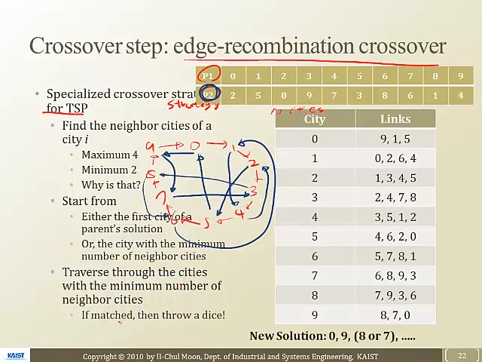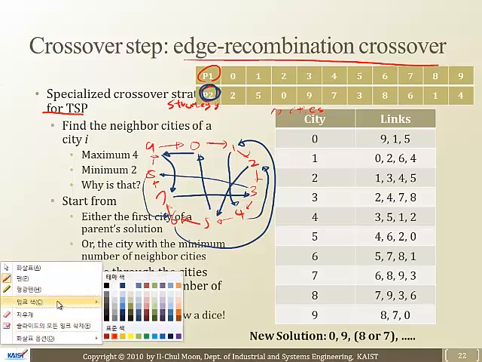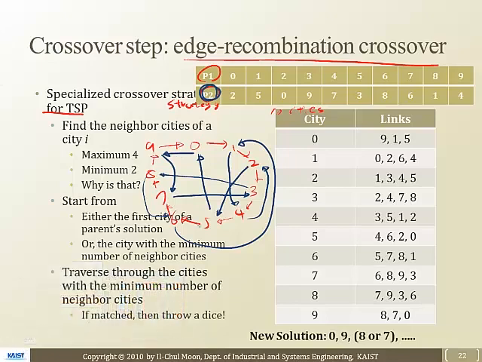And then let's just write down all the links that each city has by considering those two cities at the same time. Okay, so for example, city 0 has neighbors of what? City 9, city 1, and city 5. That's all the links coming in and going out. So we have 9, 1, 5.